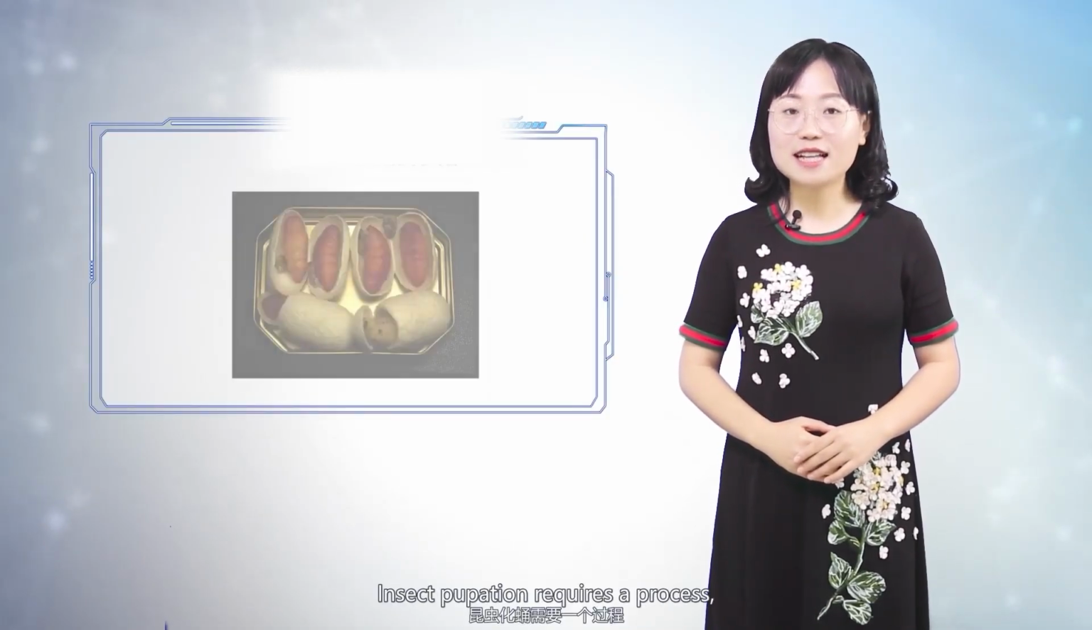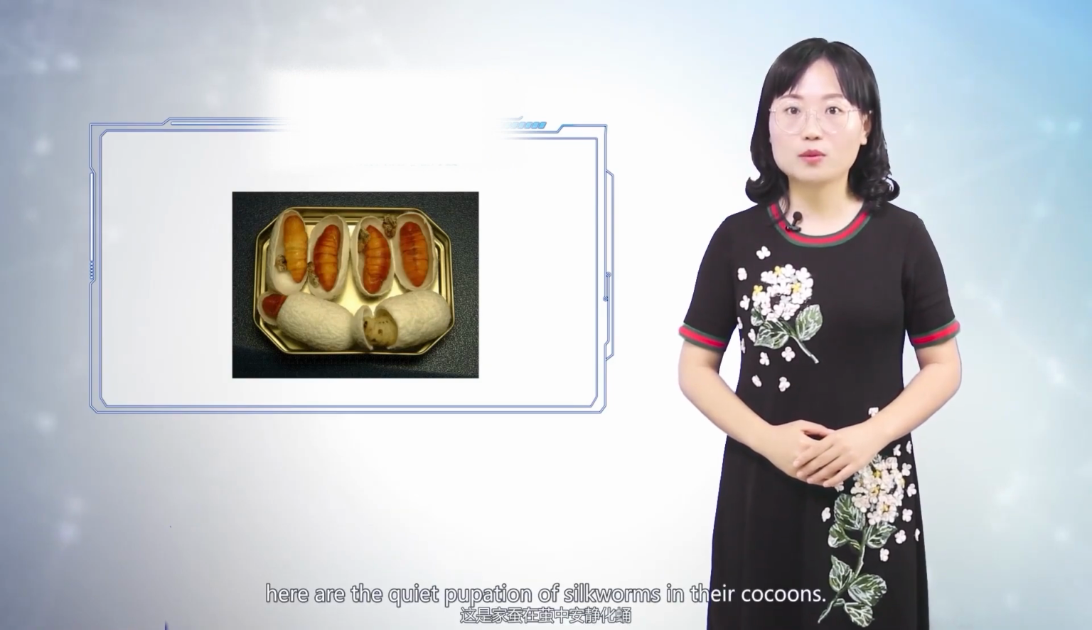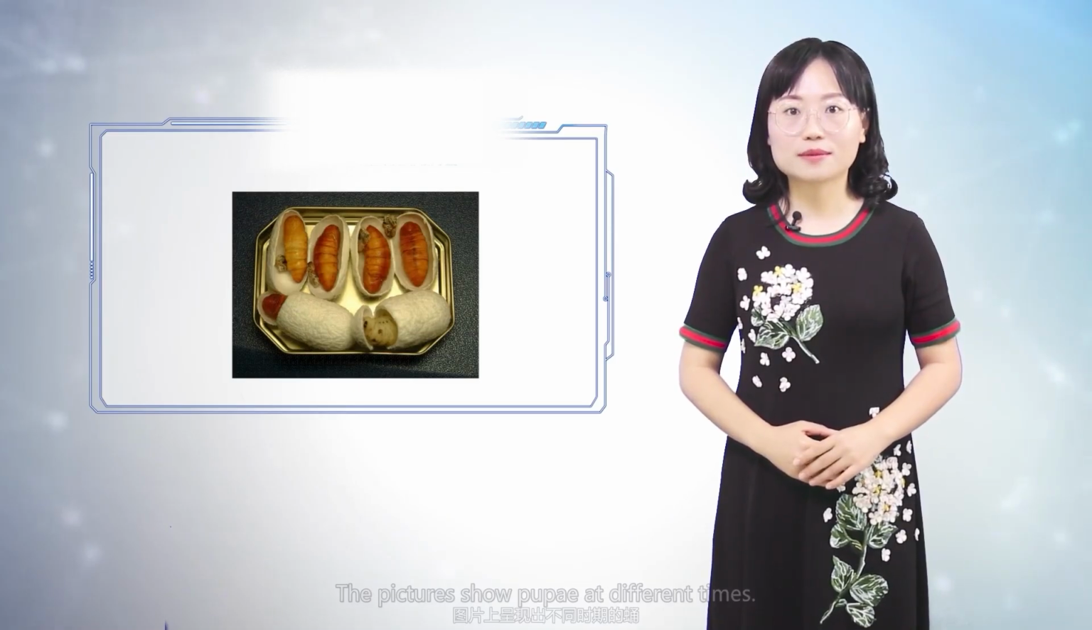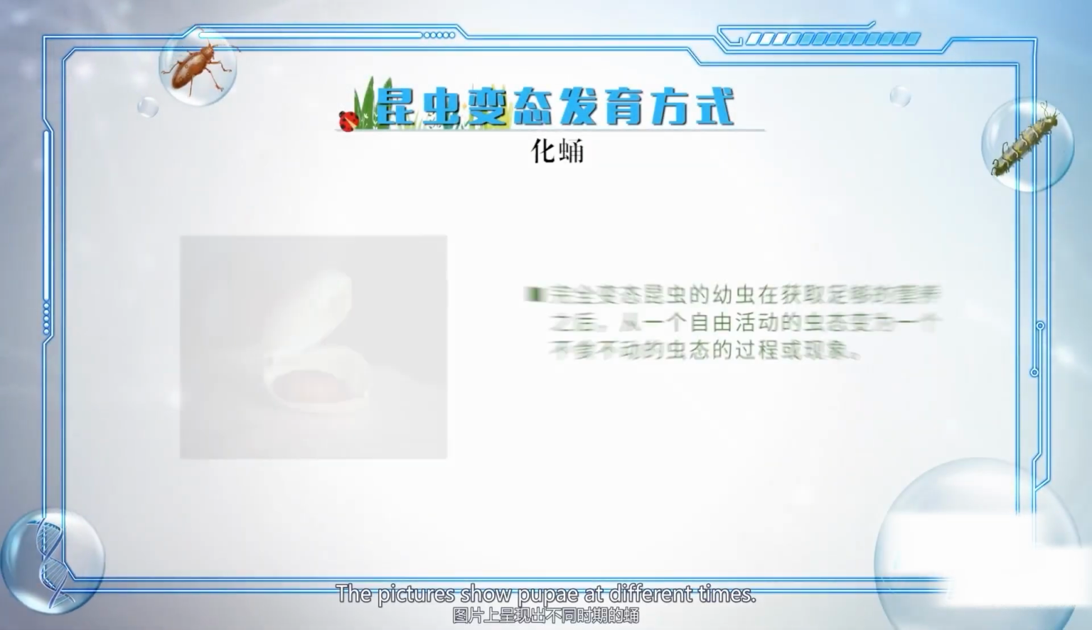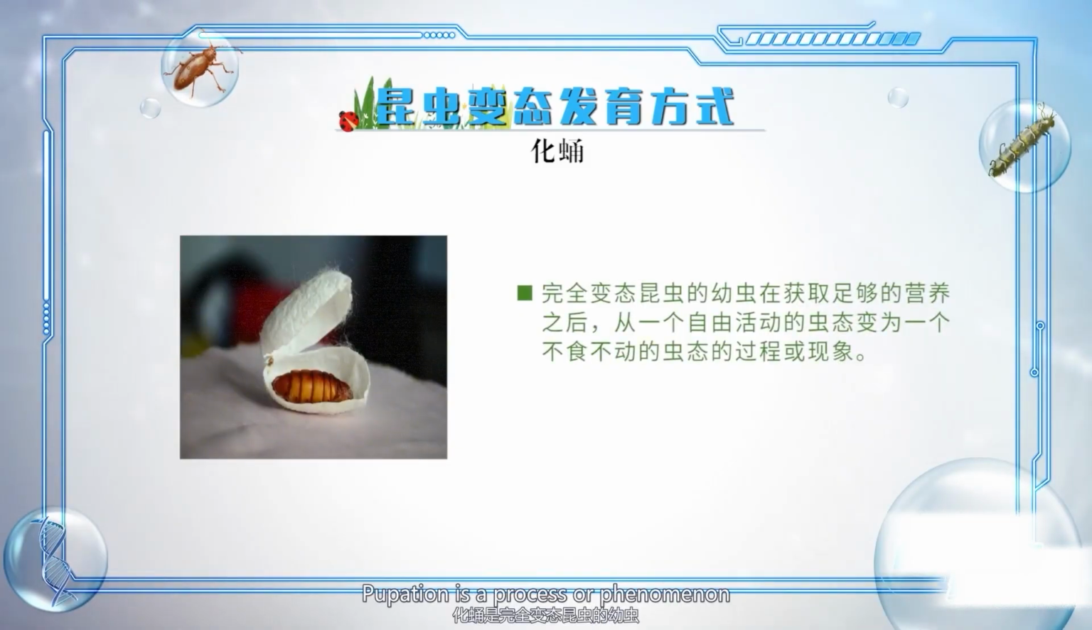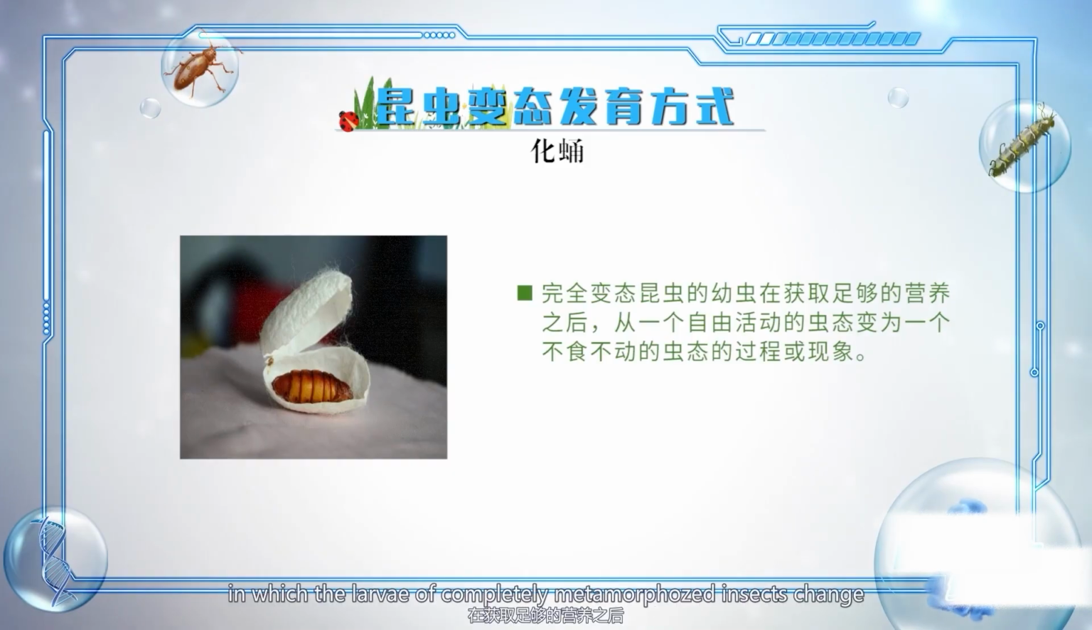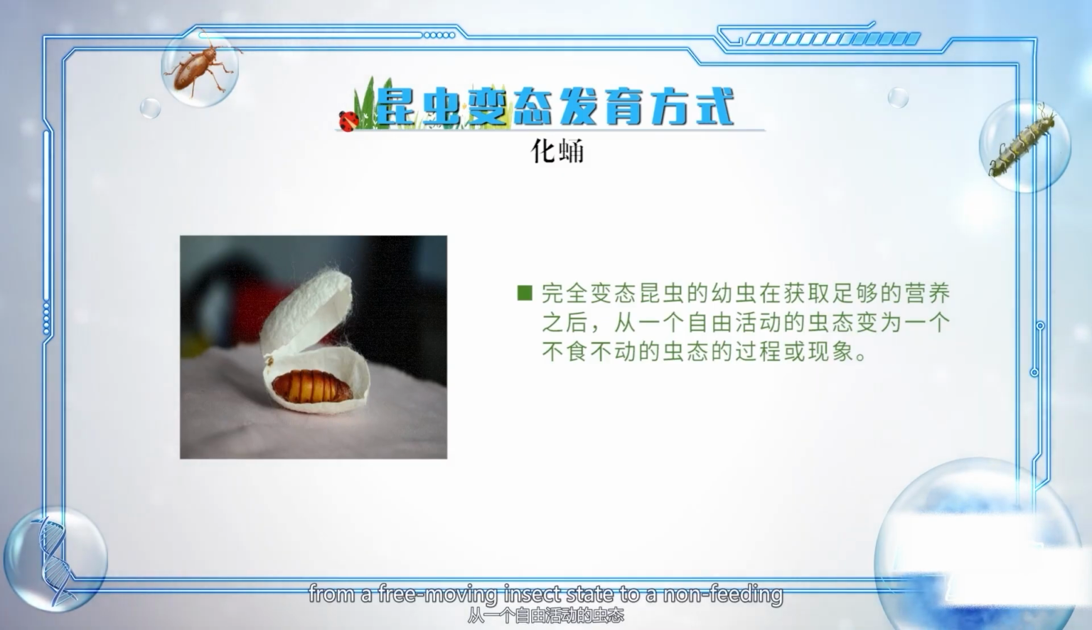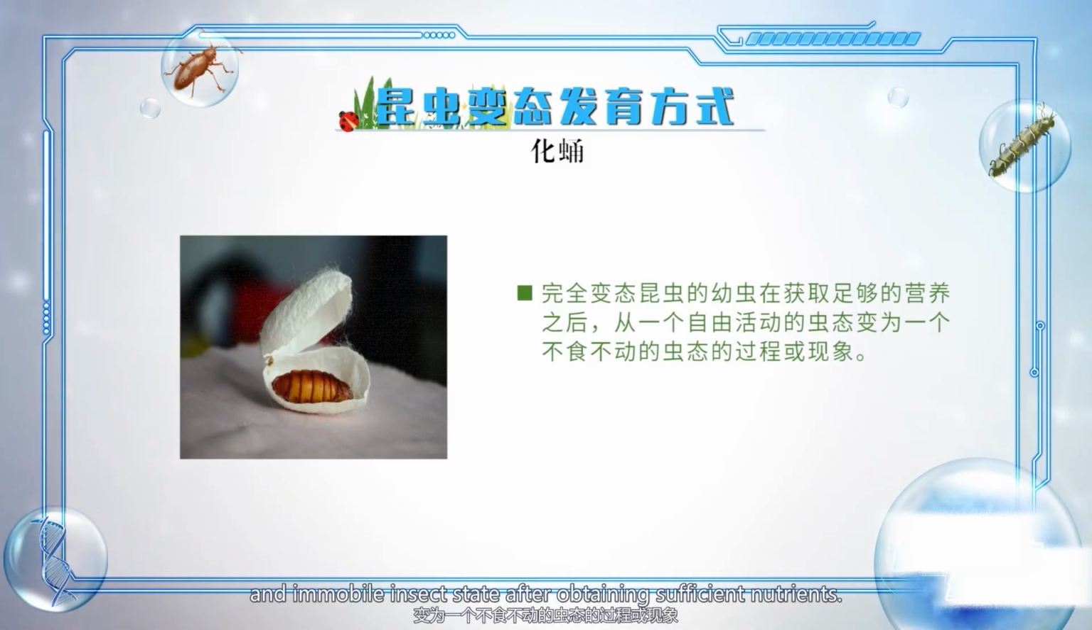Insect pupation requires a process. Here is the quiet pupation of silkworms in their cocoons. The pictures show pupae at different times. Pupation is a process or phenomenon in which the larvae of completely metamorphosed insects change from a free-moving insect state to a non-feeding and immobile insect state after obtaining sufficient nutrients.